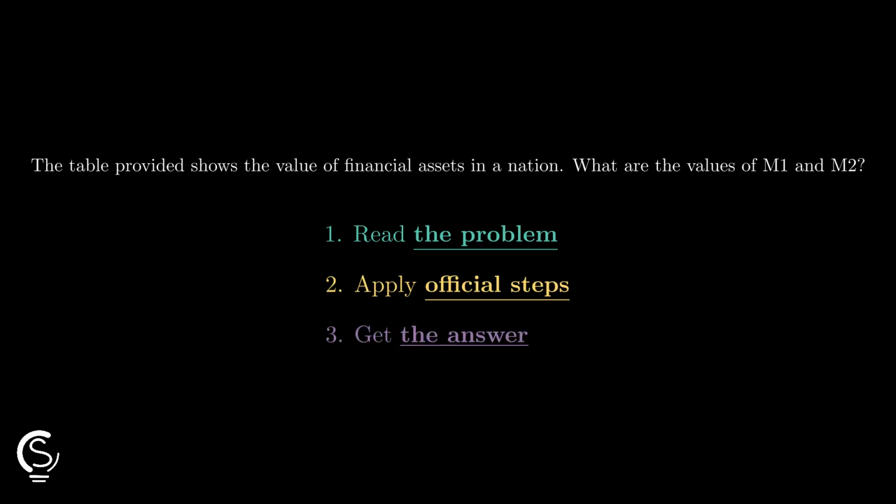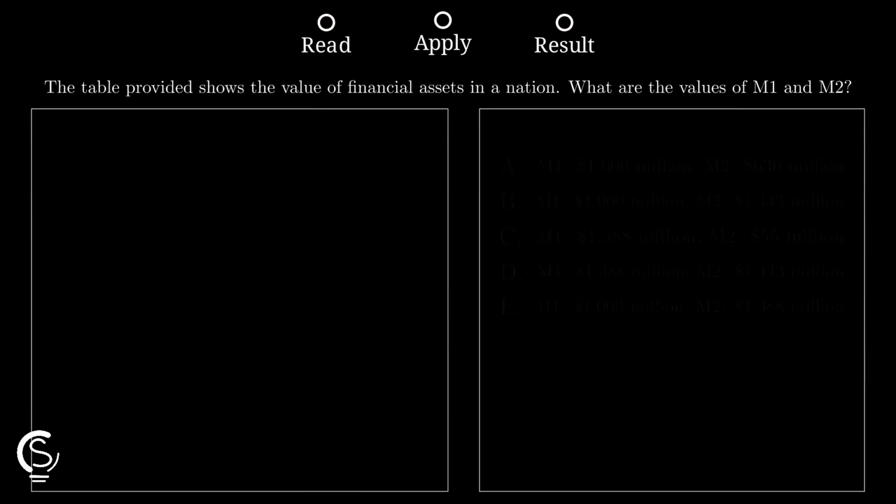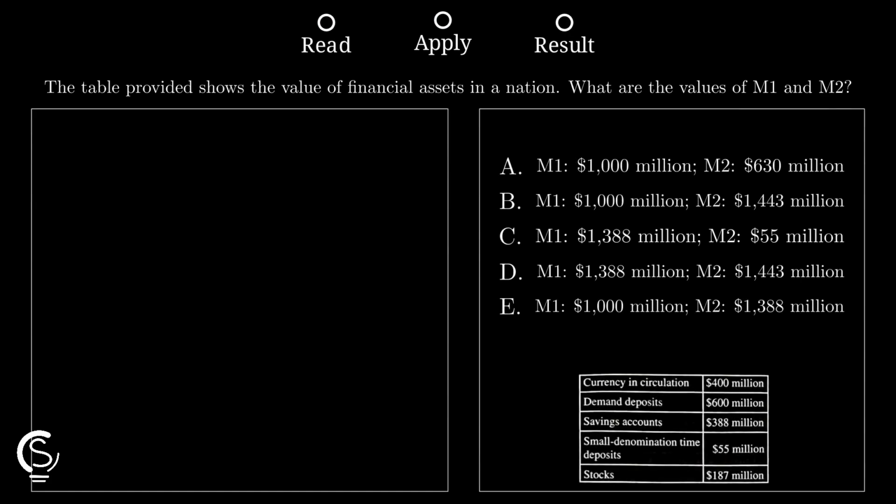Calculating money supply aggregates like M1 and M2 is actually super simple if you know which financial assets to include in your total sum today. First, we calculate M1 by adding currency in circulation, which is 700 million, to checkable deposits of 300 million. This gives us a total M1 of 1,000 million.